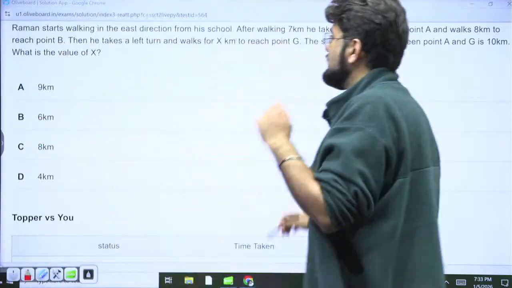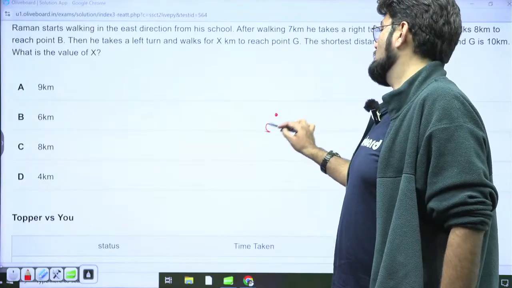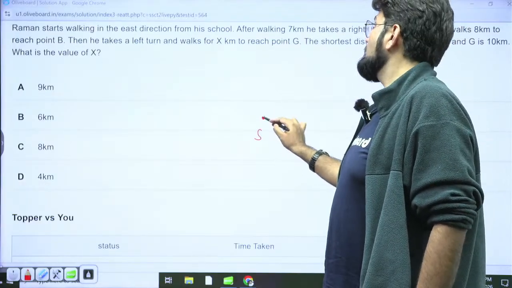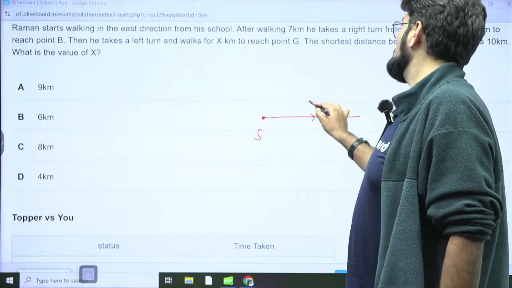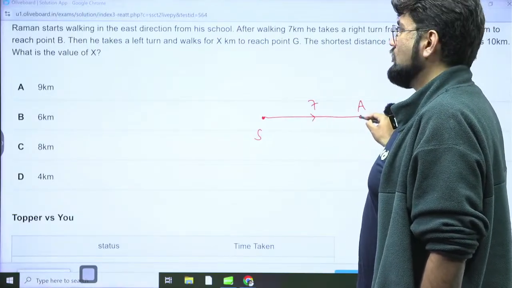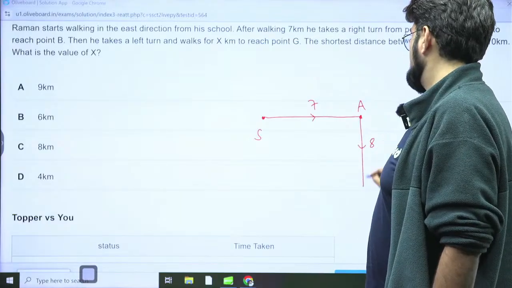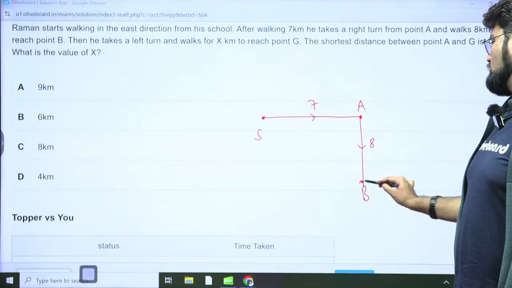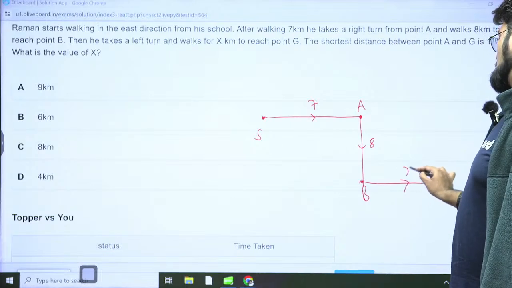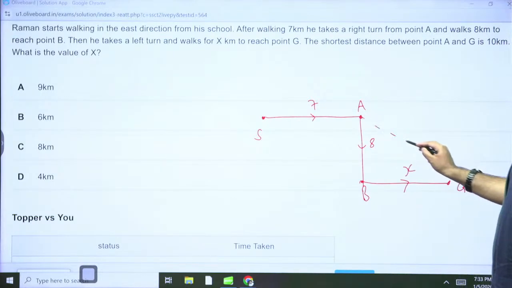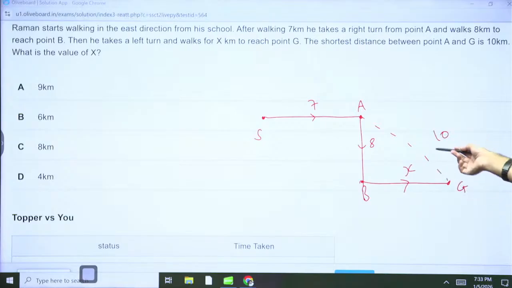Raman starts walking in the east direction from his school. So this is Raman's school. He is walking in the east direction. After walking 7 kilometers, he takes a right turn from point A and walks 8 kilometers to reach point B. Keep labeling. Then he takes a left turn and walks X kilometer to reach point G. Shortest distance between A and G is 10 kilometers. What is the value of X?